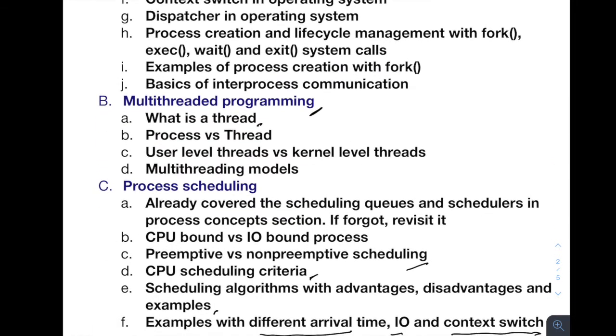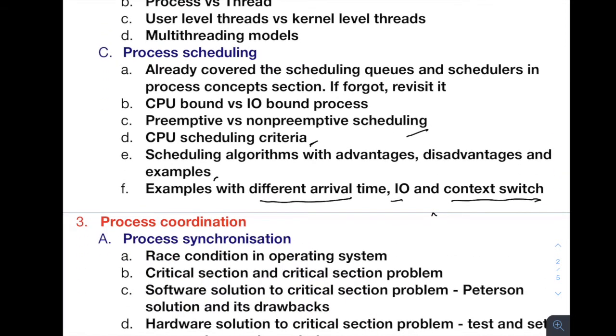Now, see, with threads, you know that multiple threads can access the same memory location. Now there can be issues, and those issues we are going to discuss not in the next subsection, but in the next section, process coordination. That's why I told you the order is important here. If you study process coordination first and then you study process management, then you won't understand much.